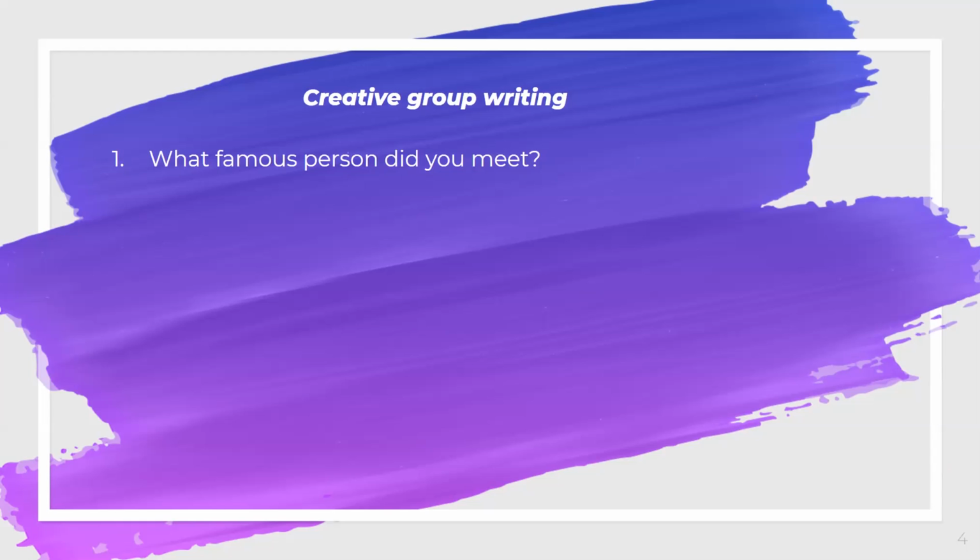Okay, guys, ready? What famous person did you meet? So you have to answer the question, just this question, question number 1, and then you have to highlight it with black color, so it's impossible to read, so we cannot read.